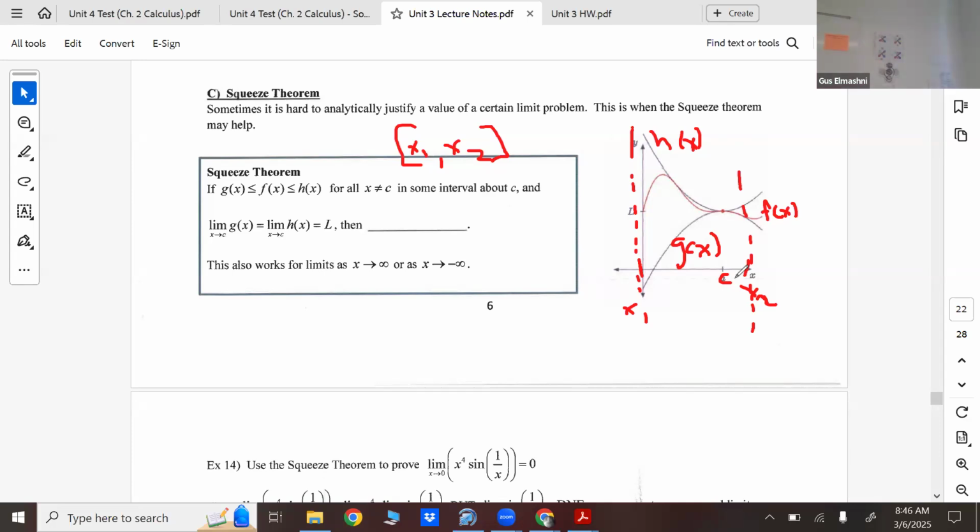But anyway, if you take a look at both these functions, it's clear that h of x is always higher than f of x, and g of x is always less than f of x and h of x. So f of x is right in the middle. If the limits of h and g as x approaches c are equal, so they meet up at c, then whatever that limit is, you can assume the same limit for f of x because it's in between the two. That's why it's called the squeeze theorem. You're squeezing that function in between the two.